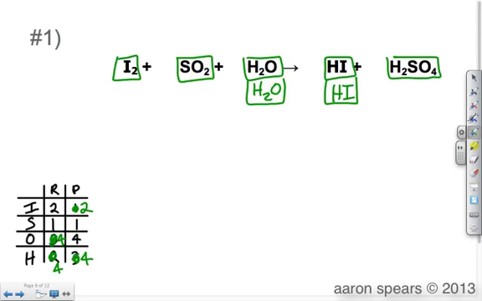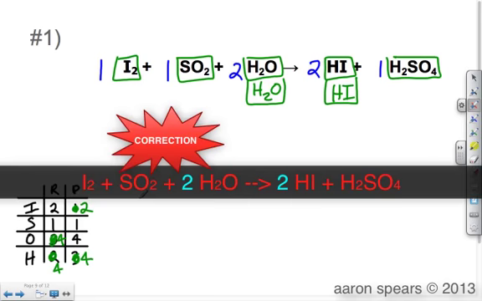And so all I need to do now is count up the boxes to get my coefficients. 1 box of iodine molecule, 1 box of sulfur dioxide, 2 boxes of water, 2 boxes of hydroiodic acid, and 1 box of sulfuric acid. As I finish up my work here and write out the balanced chemical equation, I'm going to leave off the boxes and coefficients of 1. And so my final answer is I2 plus SO2 plus 2 H2O yields 2 HI plus H2SO4.